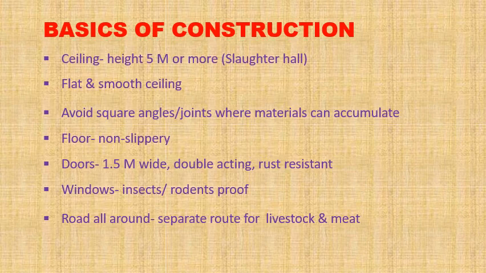The doors should be about 1.5 meters wide, a little bit bigger than normal doors, double acting and of rust resistant materials. Windows should prevent the entry of insects, rodents, etc. Road all around, as I said already in the previous slide: there should be separate routes for livestock and meat.